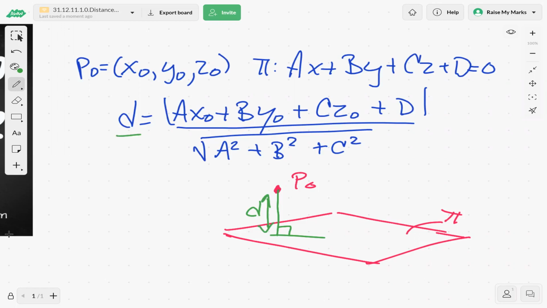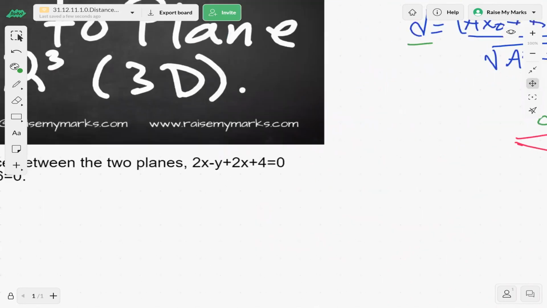The magnitude of ax0 plus by0 plus cz0 plus d, all over the square root of a squared plus b squared plus c squared. So a, b, and c from our plane, those are the coordinates of the normal to the plane. It's actually the magnitude of the normal in the denominator. And in the numerator, we just evaluate the left-hand side of the expression for the plane at the given point P0, and we take the absolute value of that expression. Okay, so now with that in mind, let's see what we're asked.